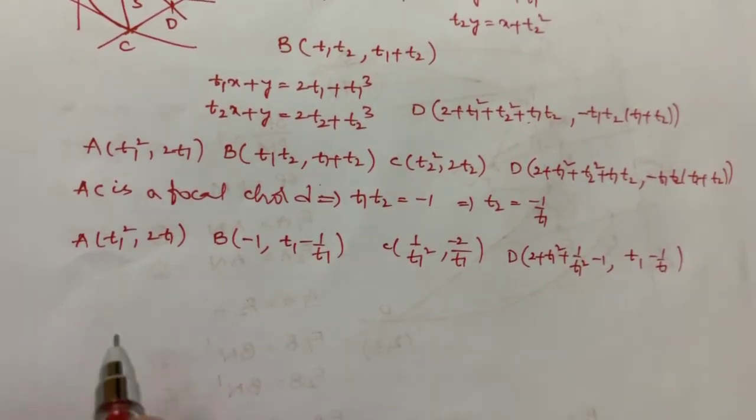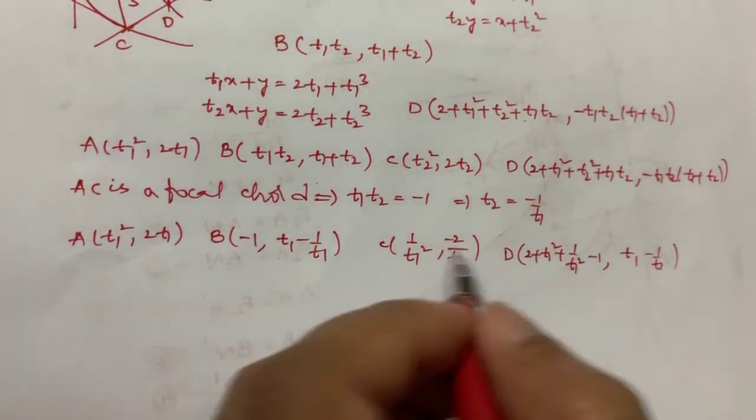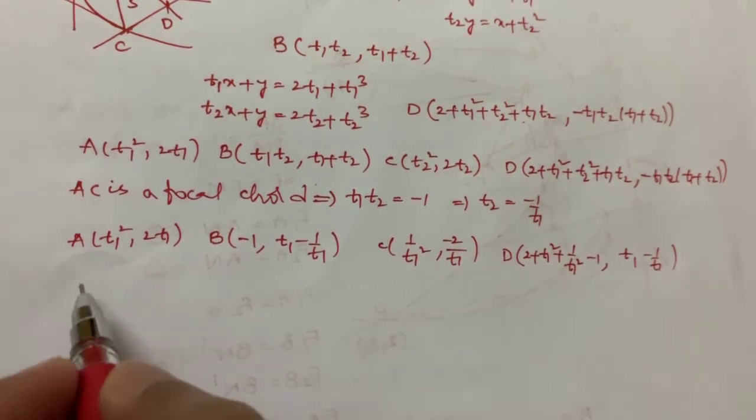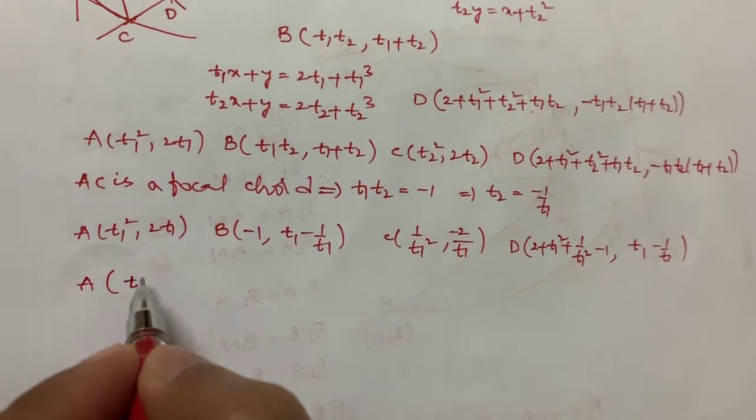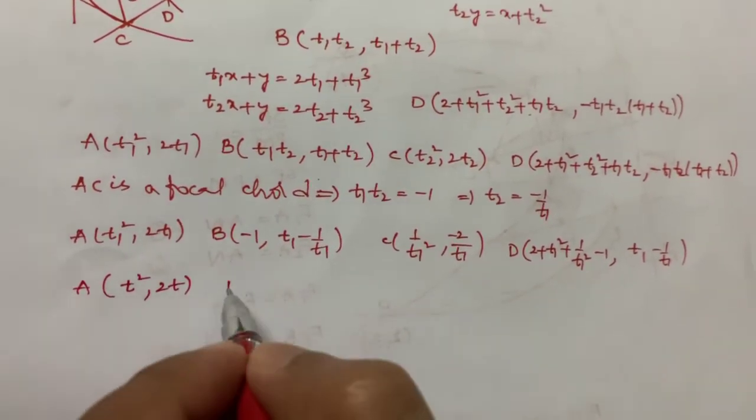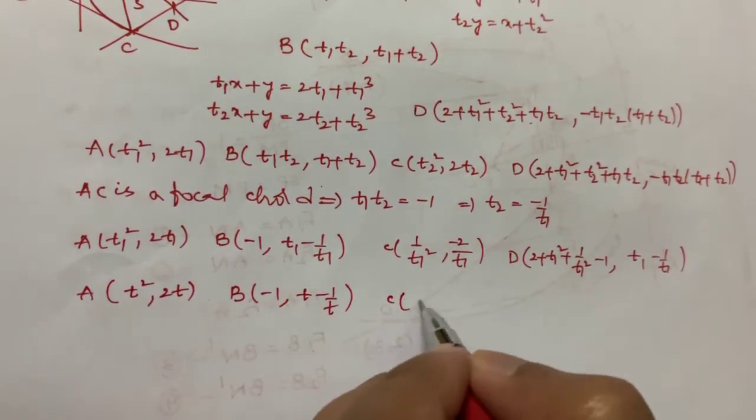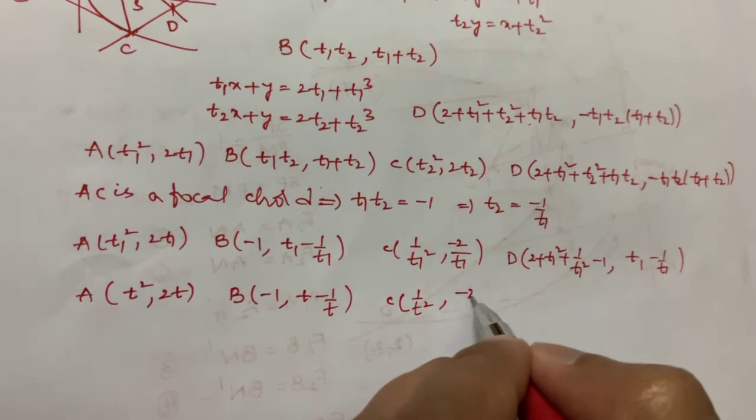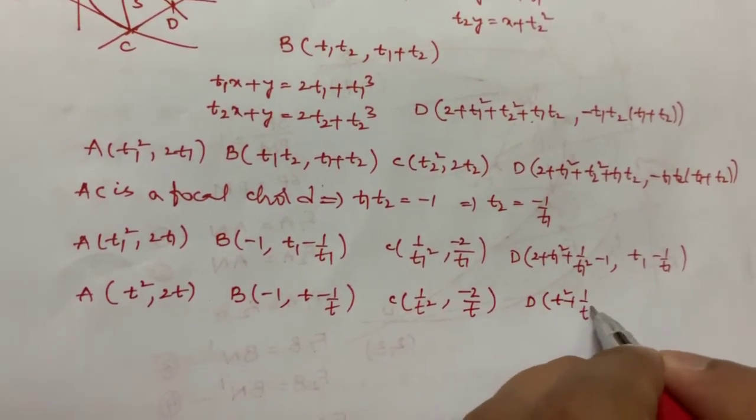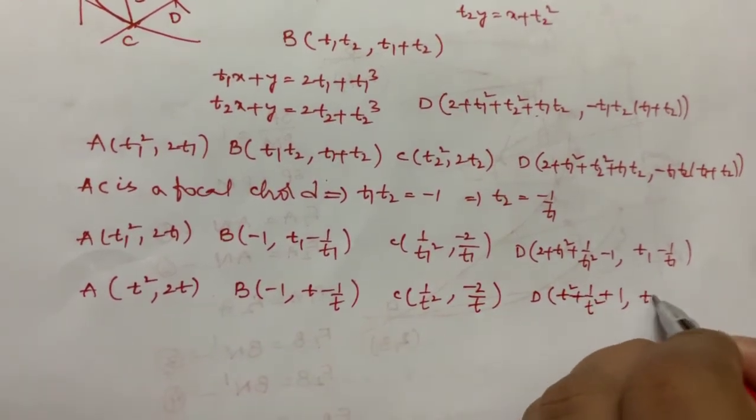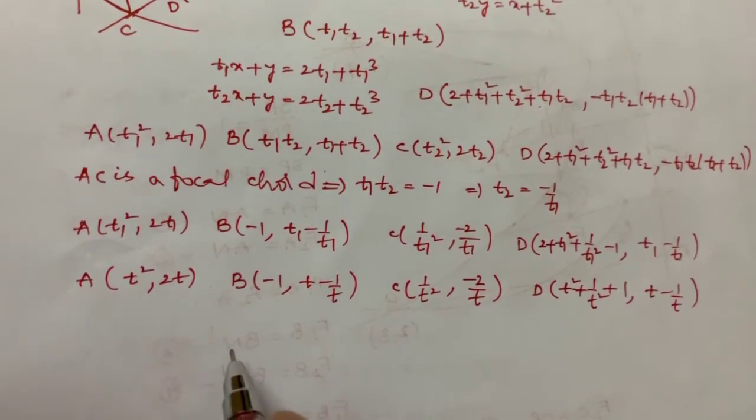Okay, so instead of t1 I will write t, because writing t1 may not be a good option. So we will write A as (t square, 2t), B as (-1, t minus 1 by t), C as (1 by t square, minus 2 by t), and D as (t square plus 1 by t square plus 1, t minus 1 by t). Okay.